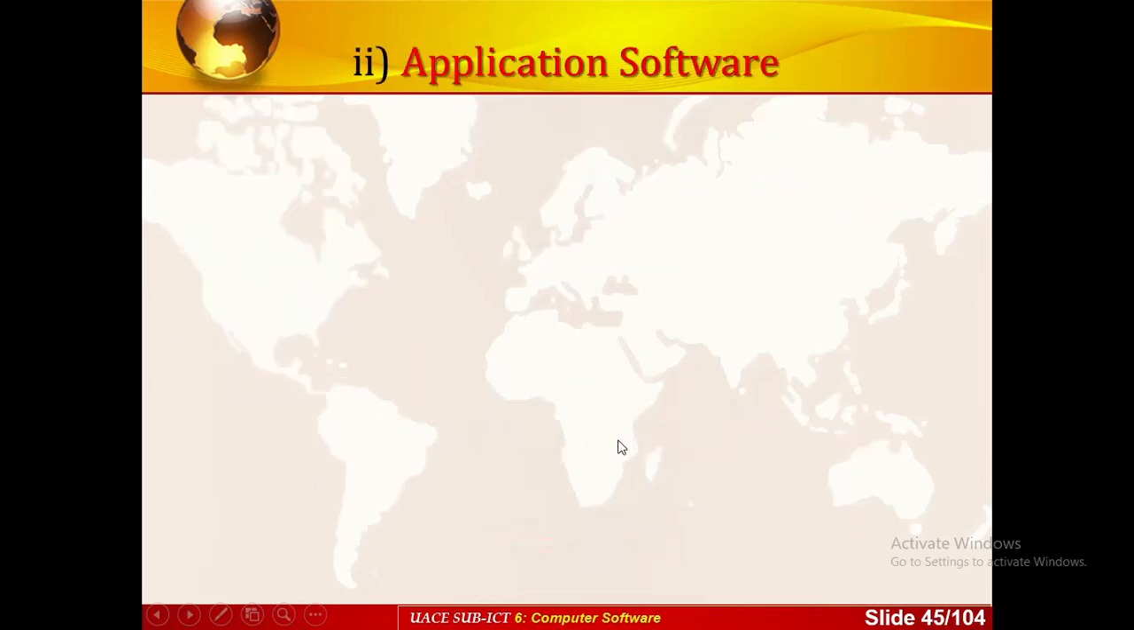With application software, remember this is actually the second type of computer software. Last time we looked at system software, because in software we have majorly two types, that is system software and application software. Last time we handled system software. Now this time around we're going to look at application software.